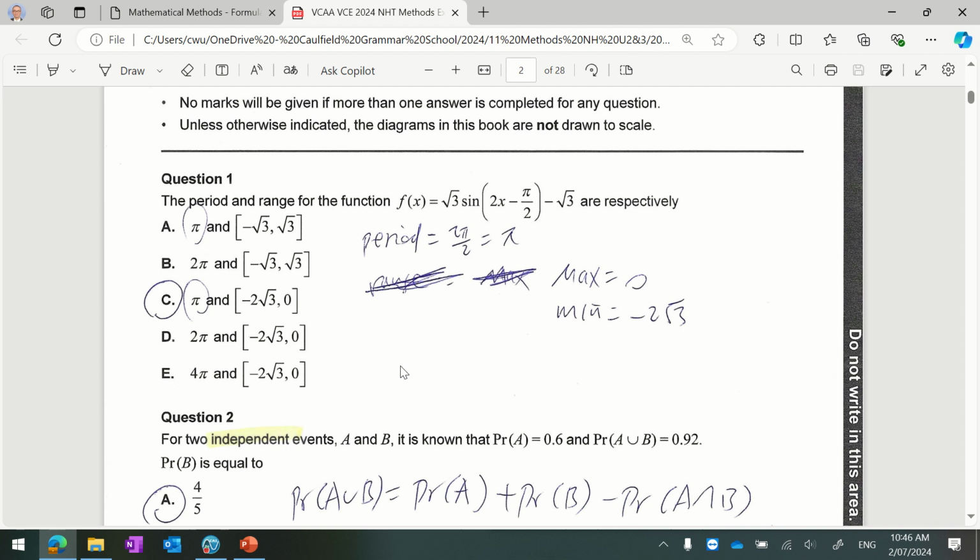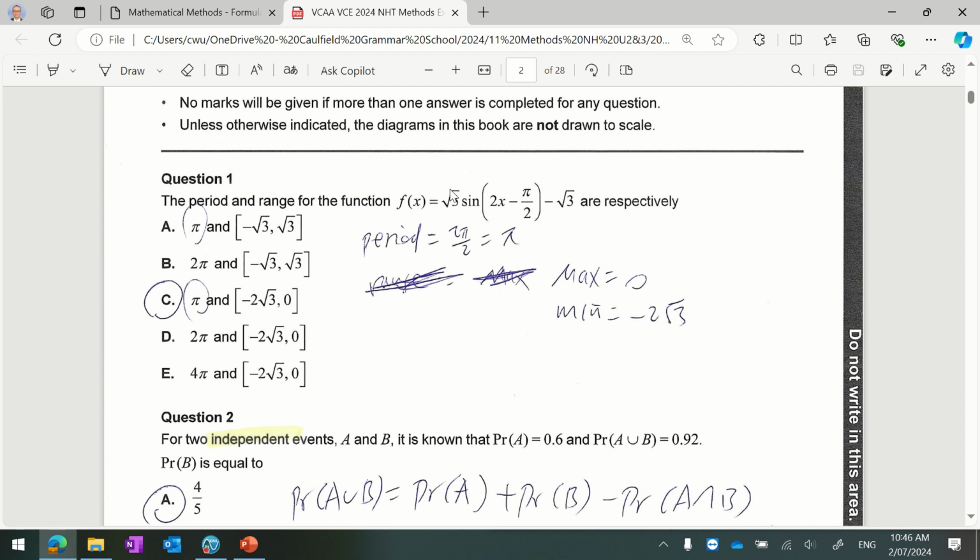We have the period and the range of a trigonometric function, and the question is asking for them. You are supposed to know how to get the period from the rule of a trigonometric function, which is you take 2 pi and divide it by the coefficient of x. So in this case, we get 2 pi over 2, which is pi, so that's the period. From this, you can eliminate 3 of the 5 options. I have circled pi here because those are the 2 answers that have the correct period.